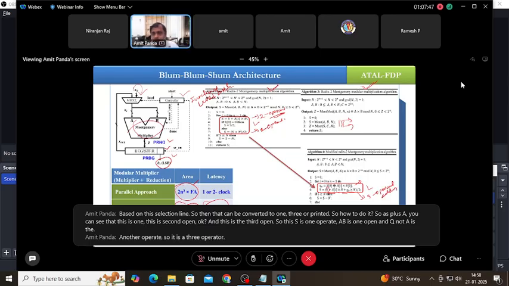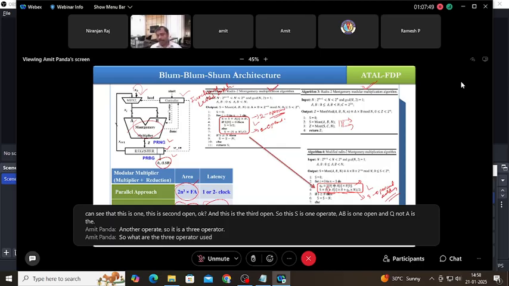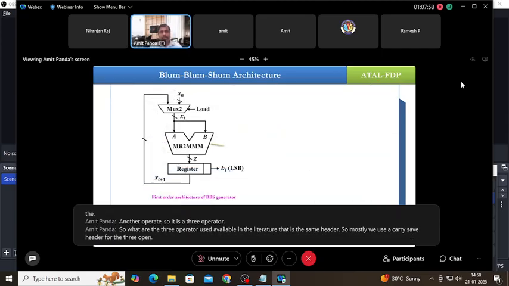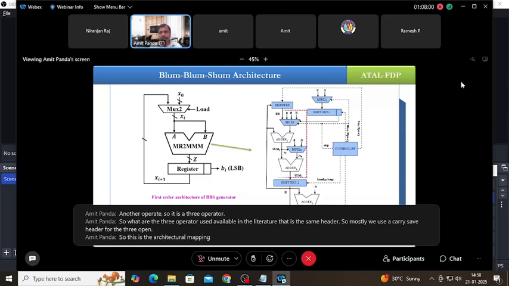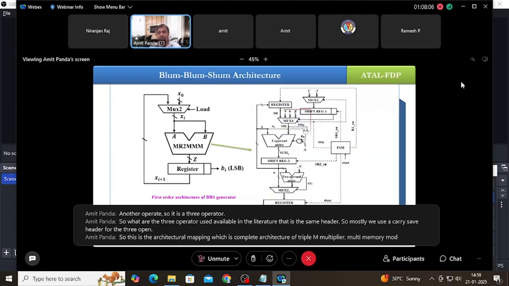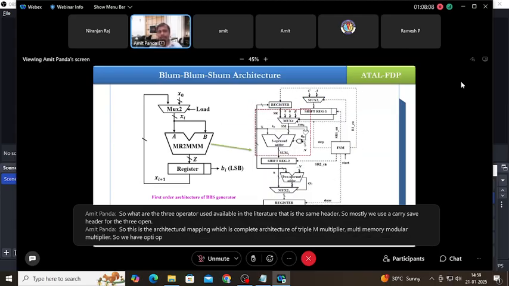What three operand adders are available in the literature? That is the carry save adder. Mostly we use a carry save adder for the three operands. This is the architecture mapping, which is the complete architecture of the iterative Montgomery modular multiplier. We have optimized this architecture by replacing this two operand adder with the three operand adder.